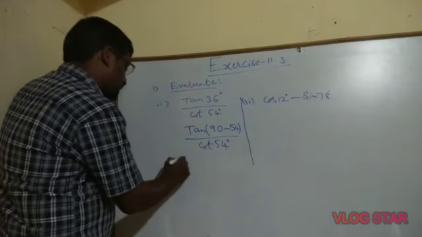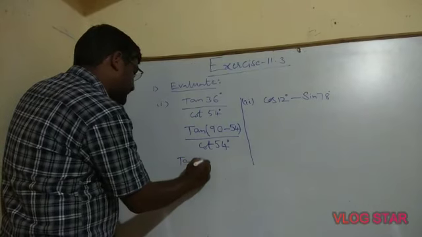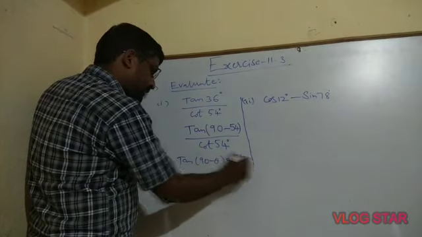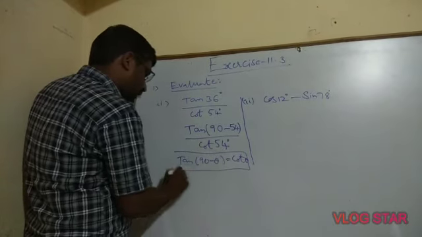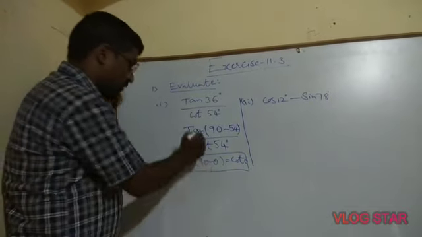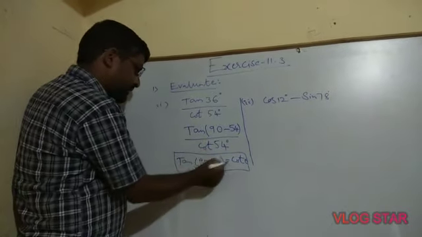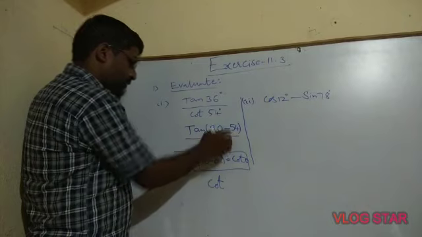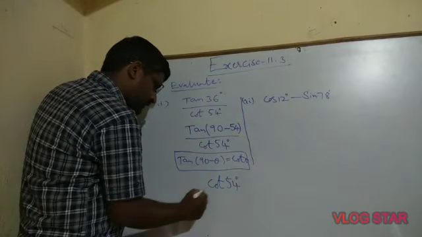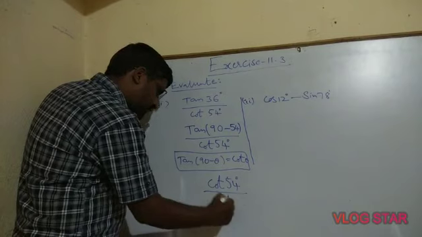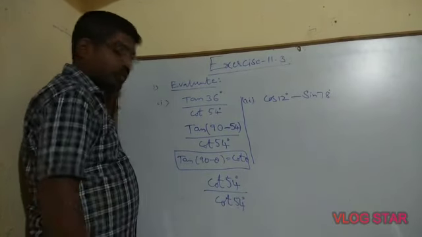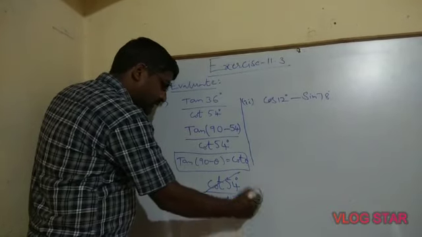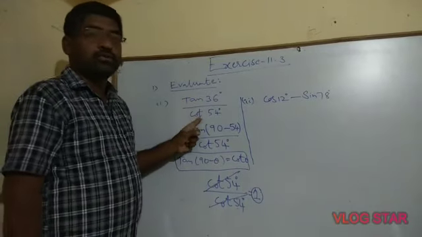We know the complementary angle rule: tan of 90 minus theta is equal to cot theta. So tan of 90 minus 54 becomes cot 54, where theta is 54. In the same way, the denominator is cot 54 degrees. So cot 54 and cot 54 cancel, and the remaining 1 is the answer for tan 36 degrees by cot 54 degrees.